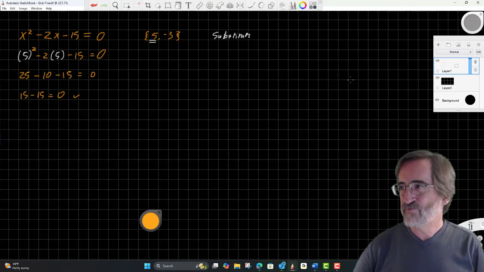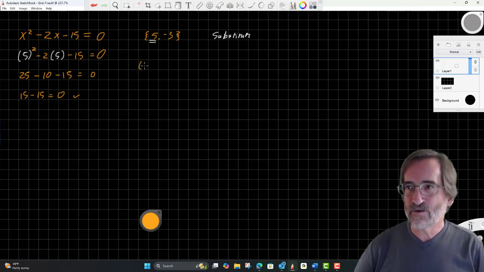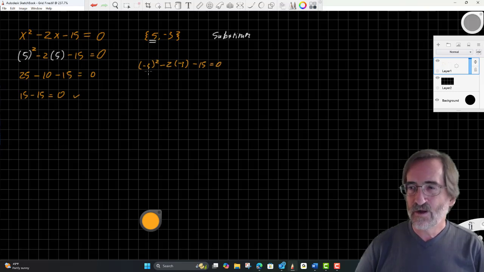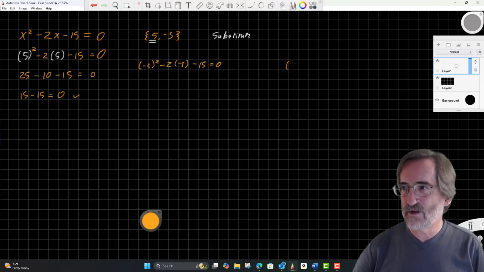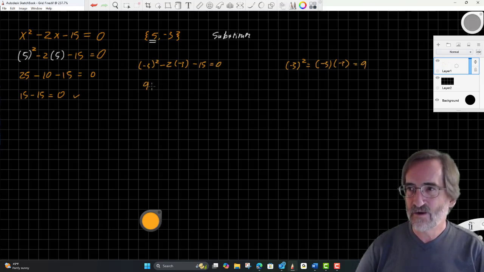Now let's check the other. X squared, so negative 3 squared, minus 2 times negative 3, minus 15 equals 0. Negative 3 squared means negative 3 times negative 3. A negative times a negative is a positive 9. Negative 2 times negative 3 is positive 6. 9 plus 6 is 15. 15 minus 15 is 0, and this checks out.